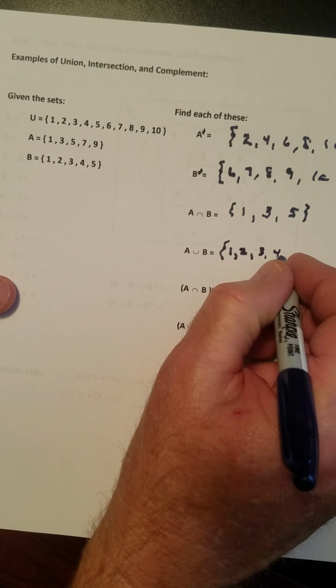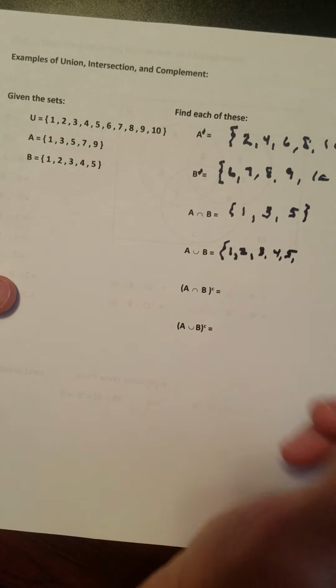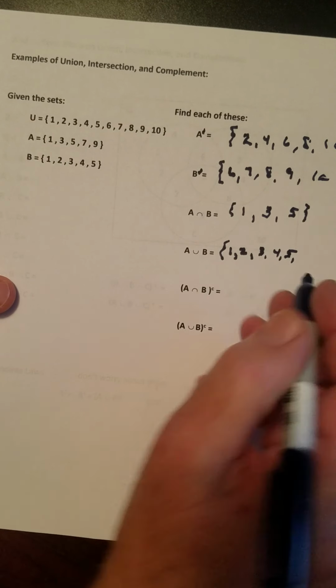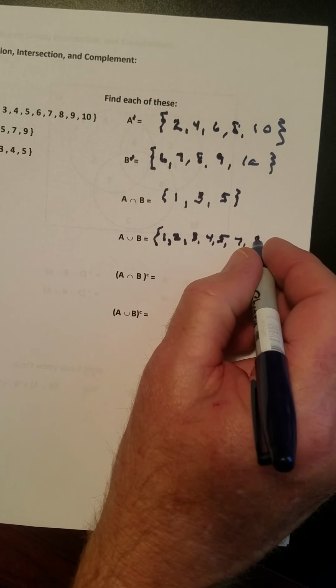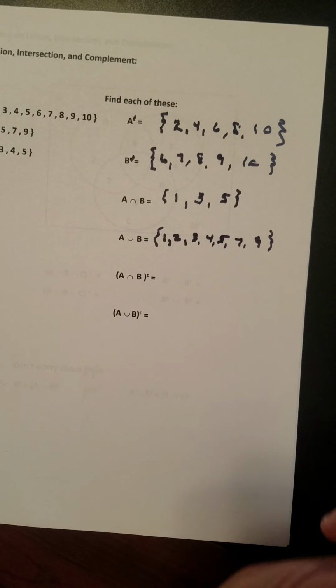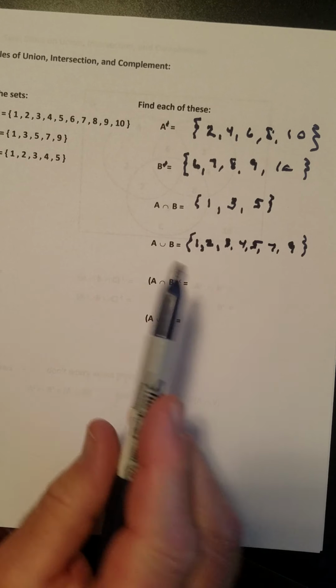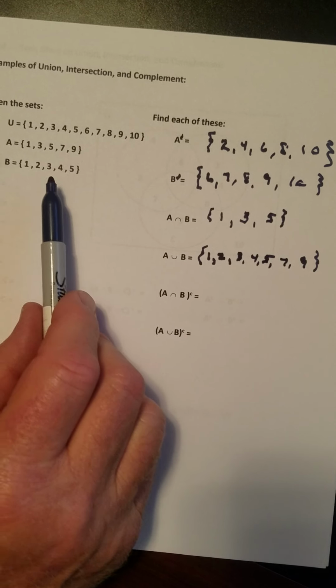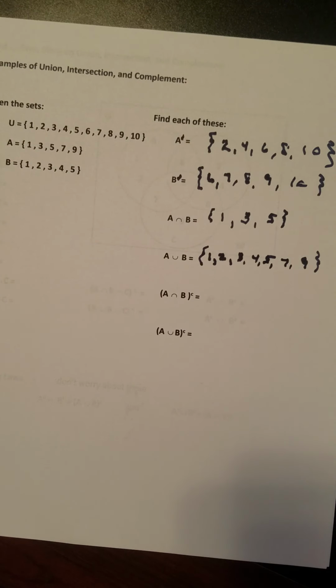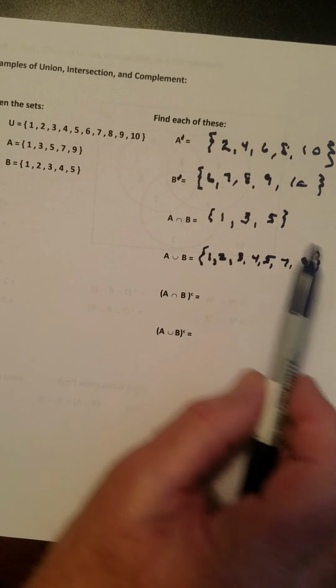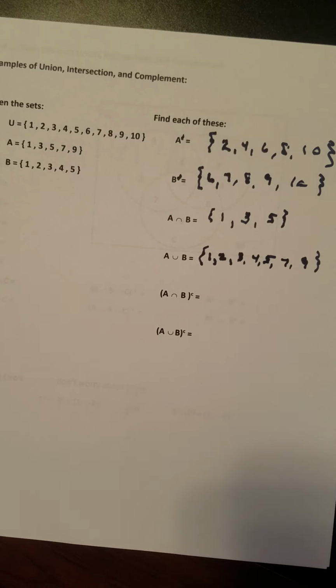and you got 4, and you got 5, and you also have 7 and 9. So 1, 2, 3, 4, 5, 7, and 9. So if it's in at least one of the 2 sets, then it comes down here to the union. What's missing? Well, if you go back up here, 6, 8, and 10.